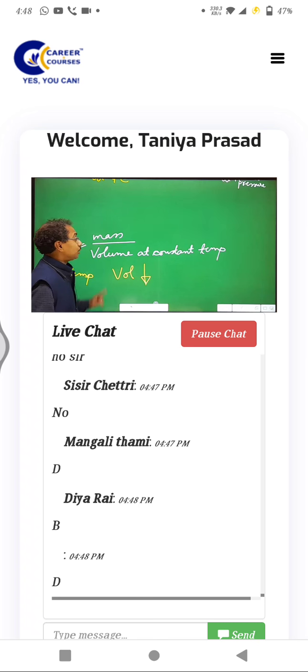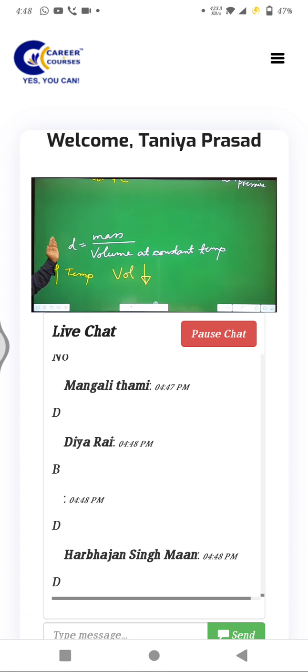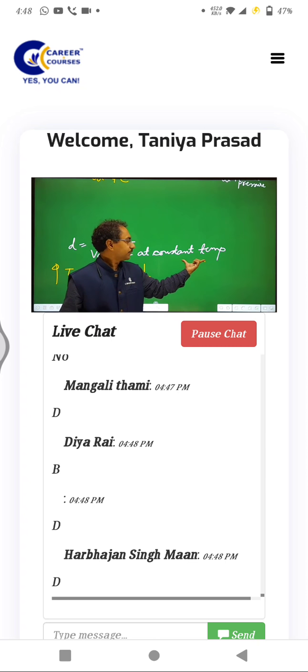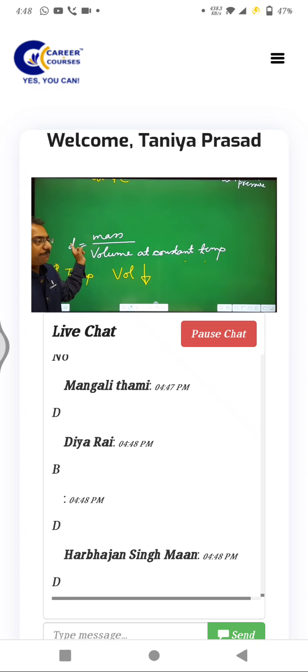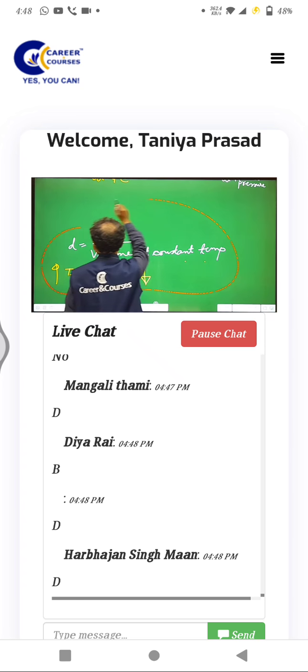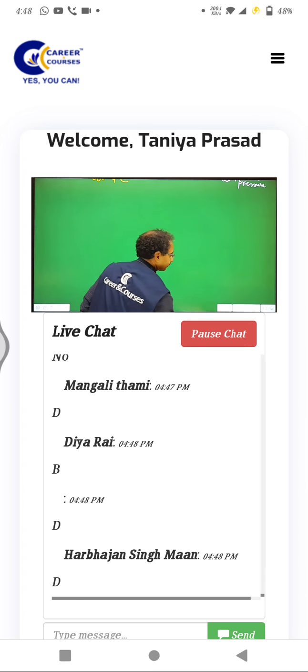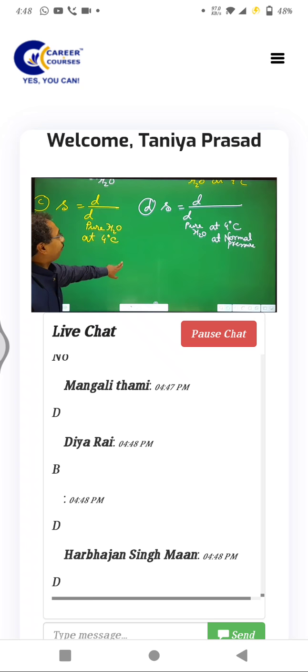That's a different point. So that's why in order to define density, the temperature must be mentioned. The density must be defined in this way: it is the ratio of mass and volume at constant temperature. Now, let us come to our point.